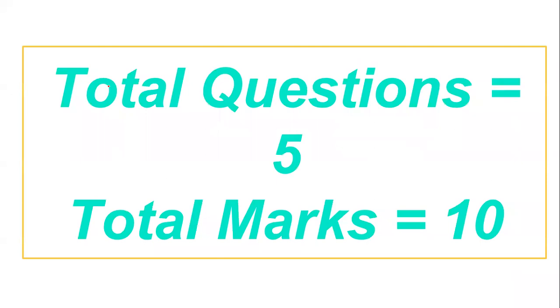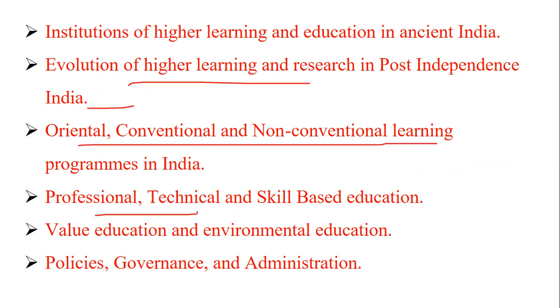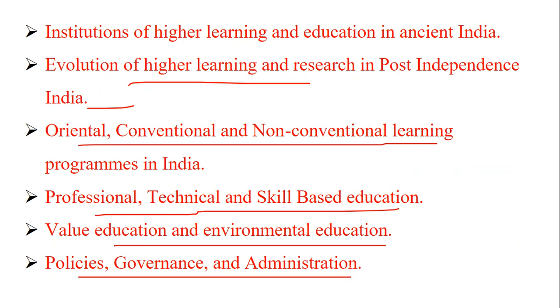So now let's quickly understand this higher education topic. So higher education, basically you get 5 questions, you have total marks as 10. And the syllabus for this is higher education is institutions of higher learning and education in ancient India, evolution of higher learning and research in post-independence India, Oriental conventional and non-conventional learning, professional technical skills, value education and environmental education, policies, governance and administration. So out of this, we are going to take one topic, only one topic today. So it will give you a clear understanding of topic and help you to understand the things very well.